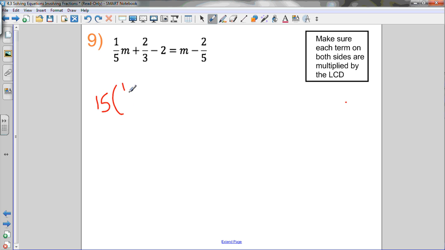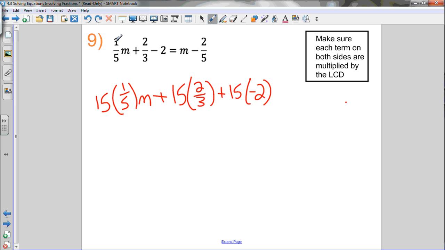So I'll do that. 15 times a fifth m plus 15 times 2/3 plus 15 times -2. So I've multiplied each of those terms by 15. Now I'm going to multiply each of these terms by 15. 15 times m plus 15 times -2/5.